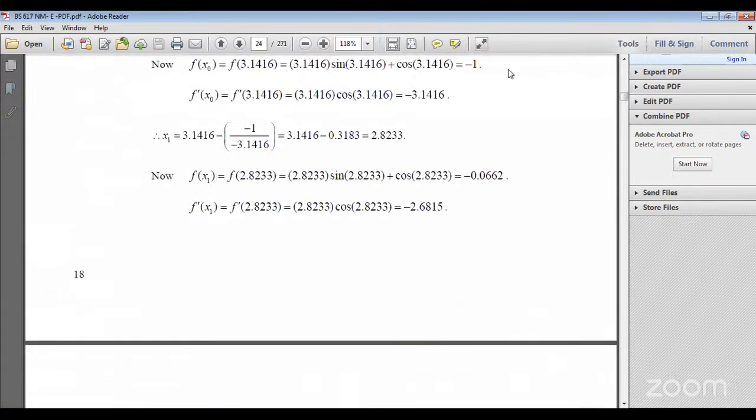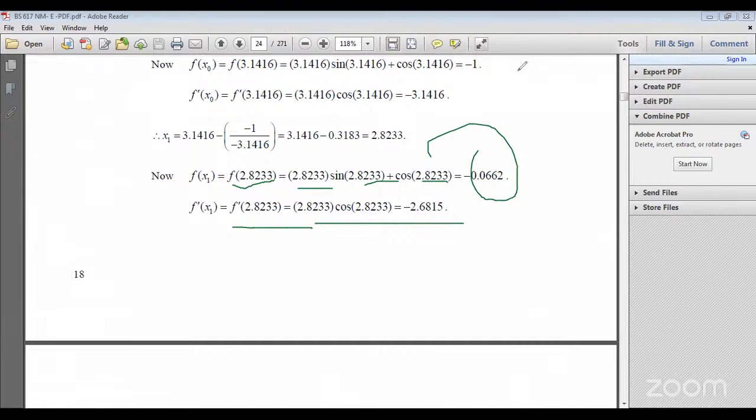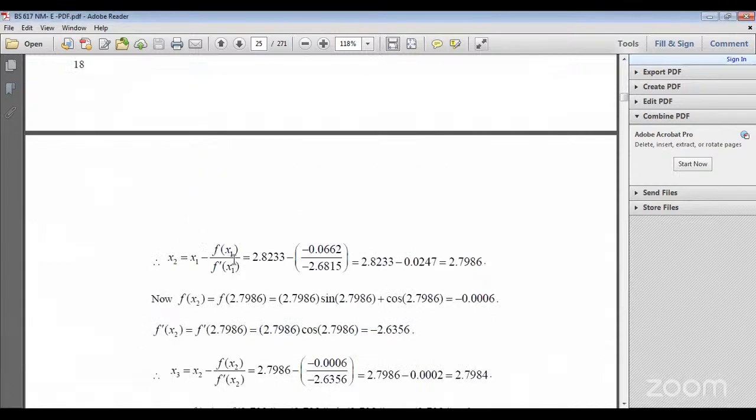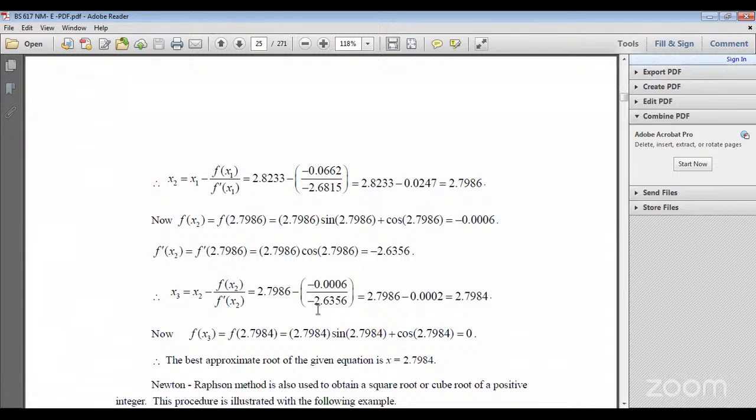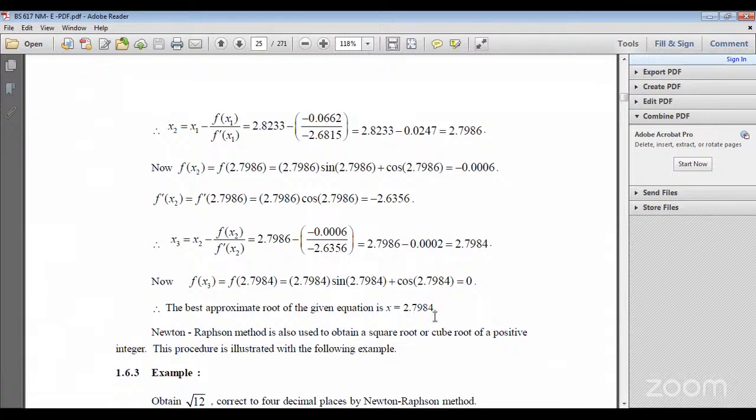So you have to see here 2.283 into sin into cos. These are the values from the calculator. f dash also, these are the values from the calculator. x2 is x1 minus f of x1 by f dash x1, with x1 as 2.8233. So 2.8233 minus 0.0247 is 2.7986. f of x2 is equal to 2.7986. So therefore f of x3 is equal to 0.